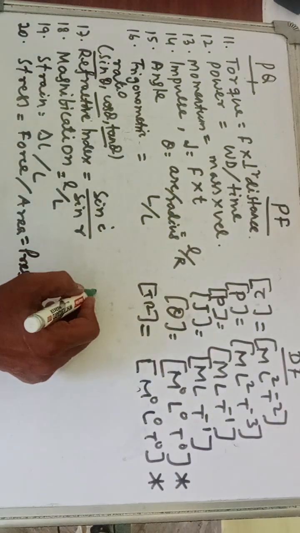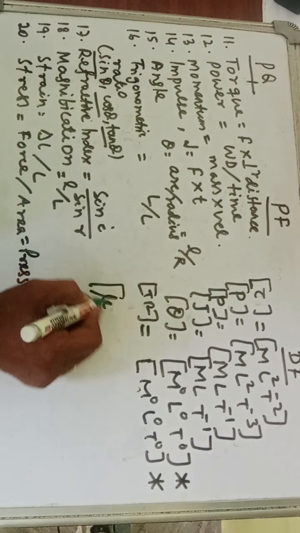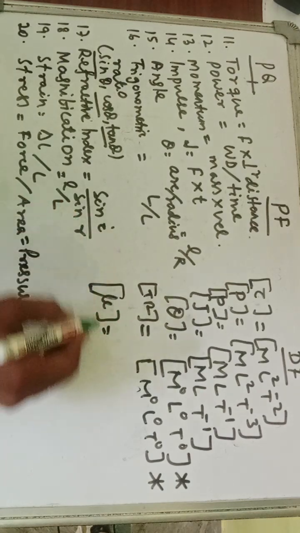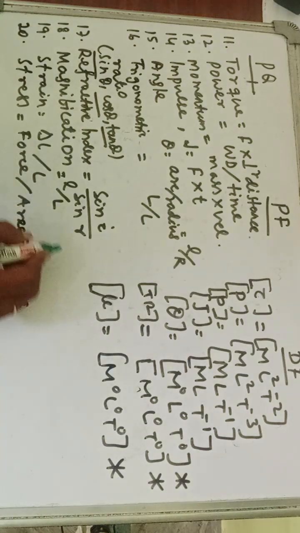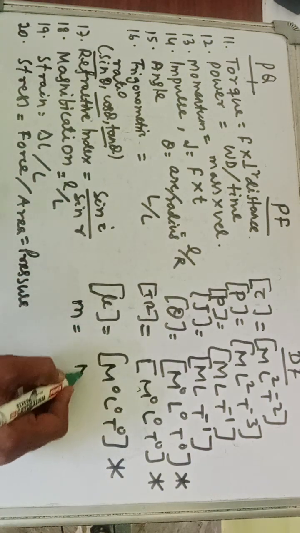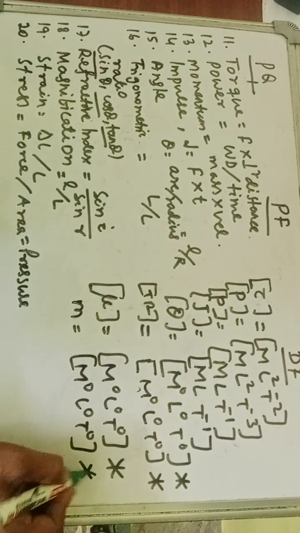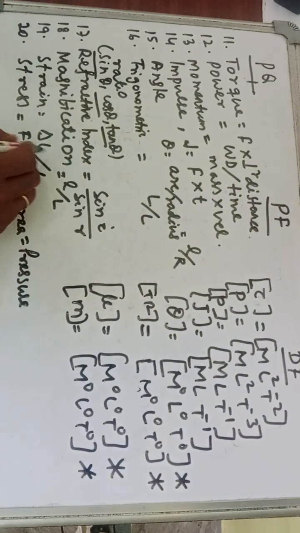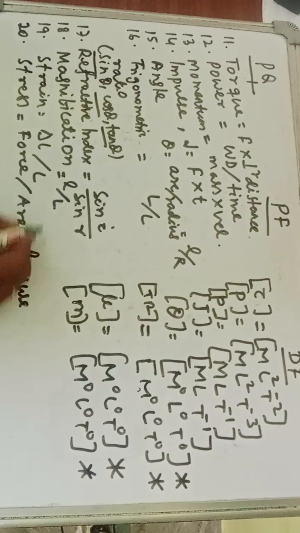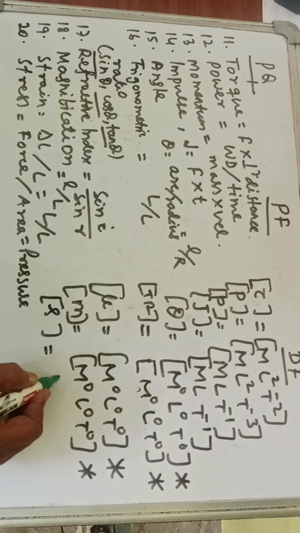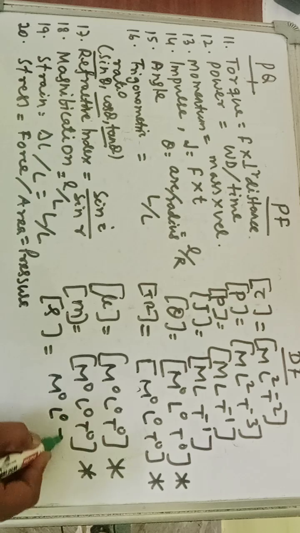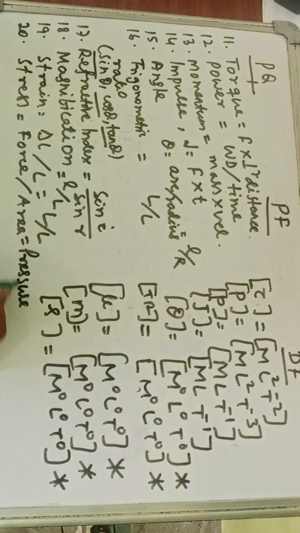Now refractive index mu is again one ratio by another ratio, hence it is also a dimensionless quantity. Magnification is length by length, again it is a dimensionless quantity. Strain is change in length by original length, that is length by length, hence strain also is a dimensionless quantity. Stress is force upon area, or M L T minus 2 upon area.